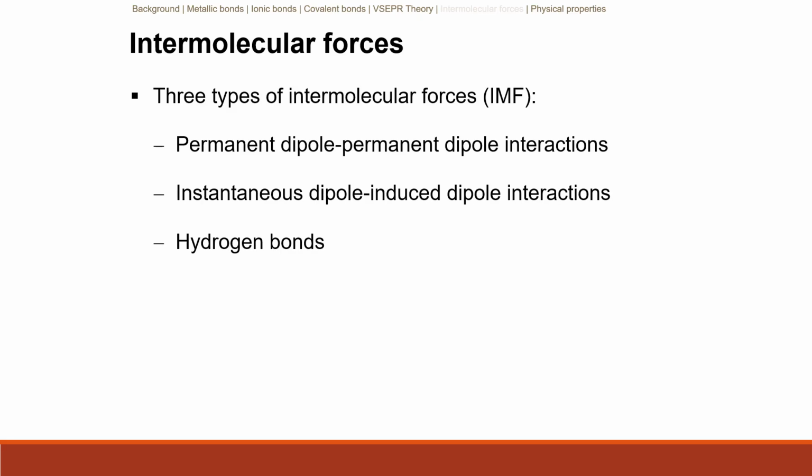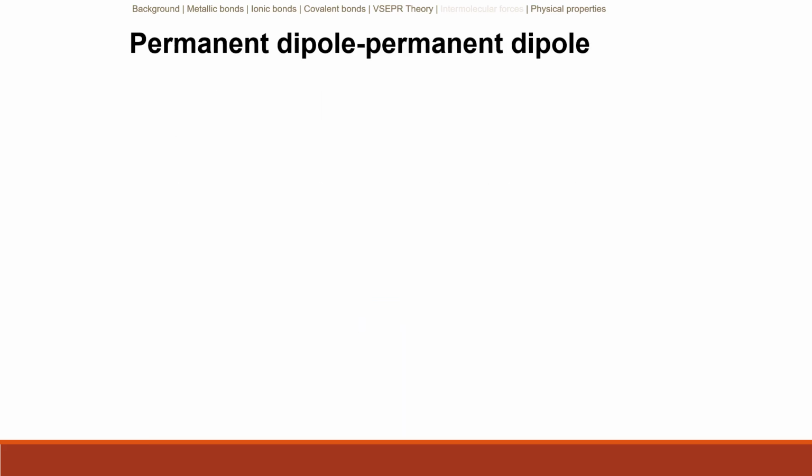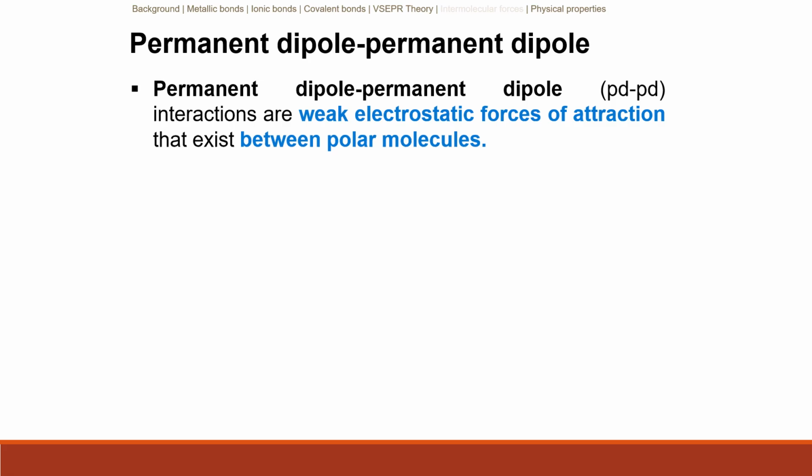Let me reiterate that there are three types of intermolecular forces that you will study in your syllabus. When we are comparing molecules of similar Mr, then the strength of intermolecular forces will follow the order as shown. There will be some checkpoints that we will go through in subsequent lectures that illustrate this point. The first intermolecular force that we will be introduced to is permanent dipole-permanent dipole, in short PD-PD interactions. These interactions are weak electrostatic forces of attraction that exist between polar molecules.